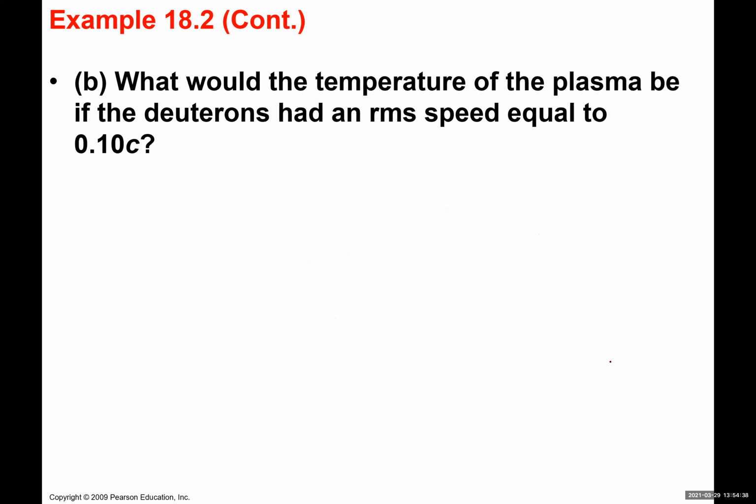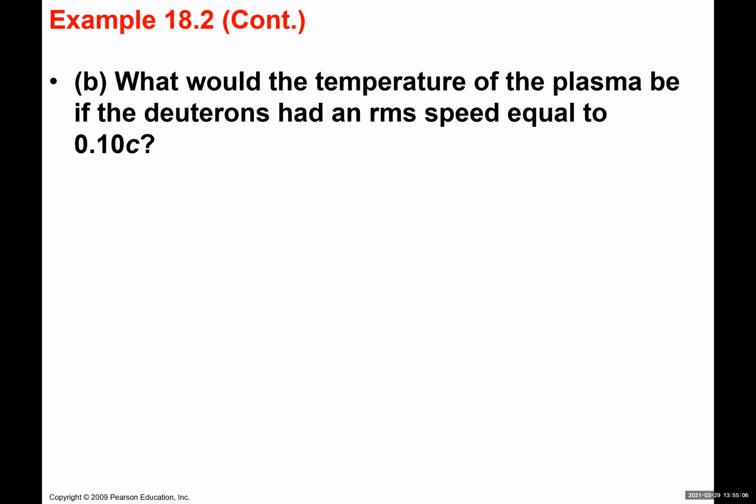All right. Part B says, what would the temperature of the plasma be if the deuteriums had an RMS speed equal to 0.10 c? Okay. So the idea here is that as you increase the temperature, the faster they're moving. So we had 300 million Kelvin. But if I continue increasing the temperature of the plasma, the molecules are going to start moving faster.